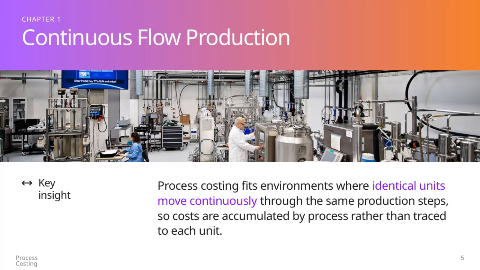Process costing is best suited for situations where we have continuous flow production. This means identical units are moving through the same set of production steps over and over. Instead of tracking costs for each individual unit, we accumulate costs by the process. This approach helps simplify cost accounting in environments where products are indistinguishable from one another and produced in large volumes. Understanding this is key because it allows companies to efficiently assign costs when dealing with mass production.